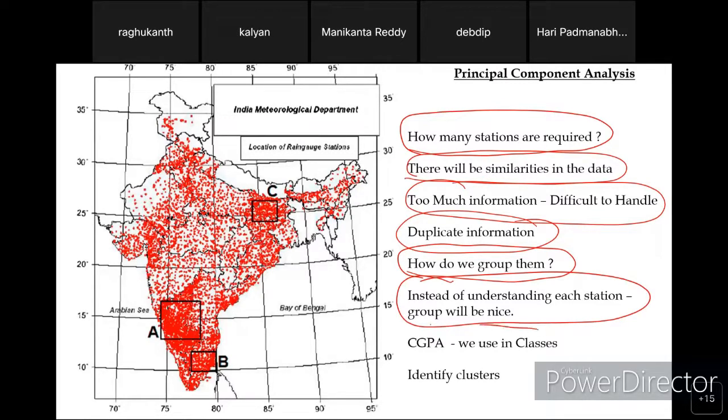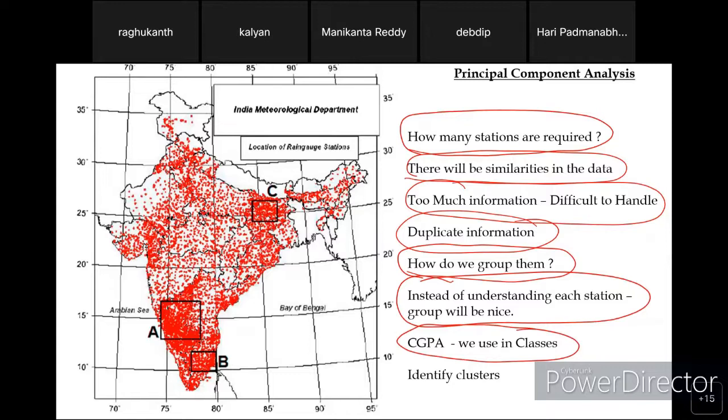This concept is the same as the CGPA, which we use in classes. If the class has 120 students, understanding each and every student is problematic. So what we do is conduct exams and group them. If you know that a student is in the very intelligent group, then you can help him in that fashion. That is what we are looking for.